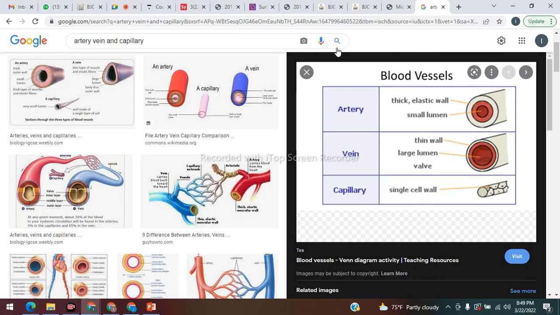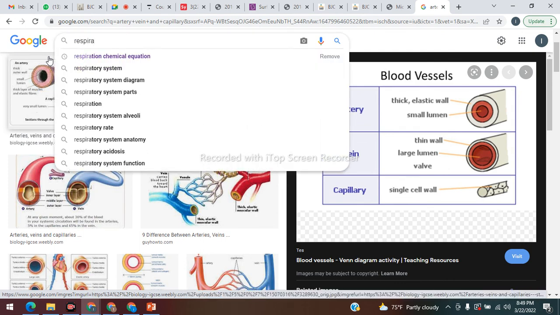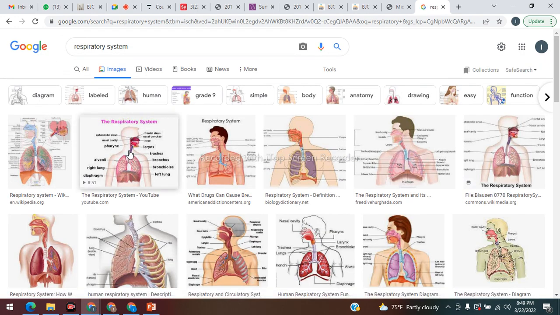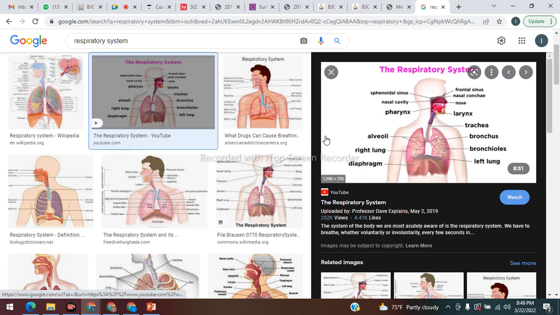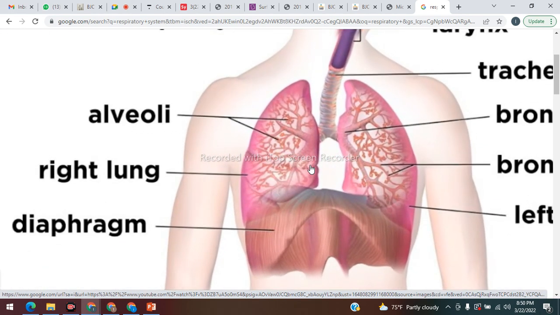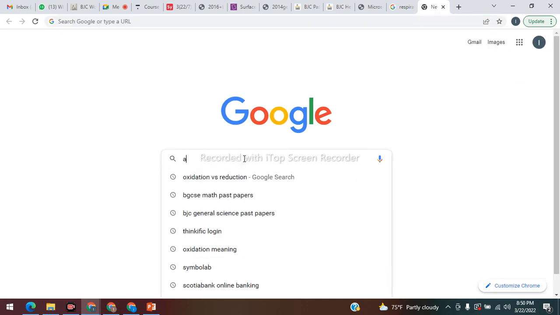So let's look at the respiratory system. Let's take a deeper look. You see these little small branches? They look like tree branches. We call them the bronchioles. And inside them, if you zoom in some more, we have what we call the alveoli. The alveoli are these air sacs.